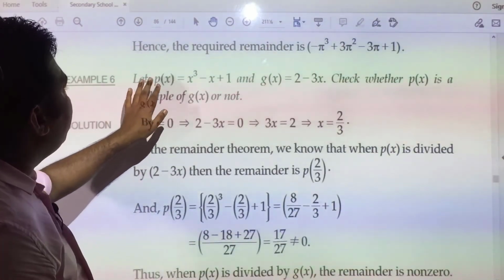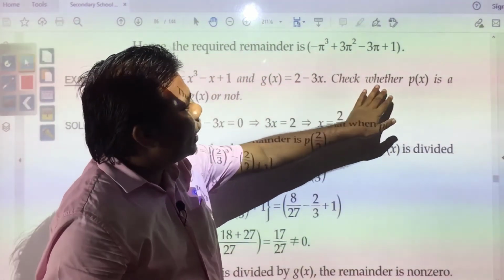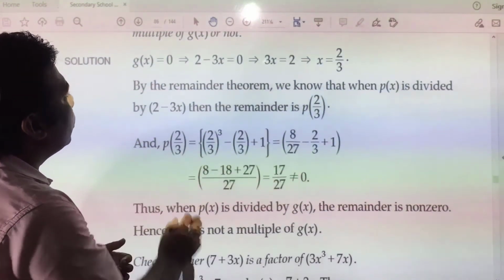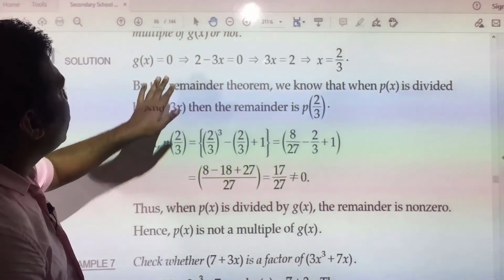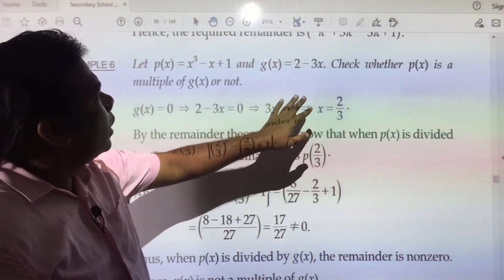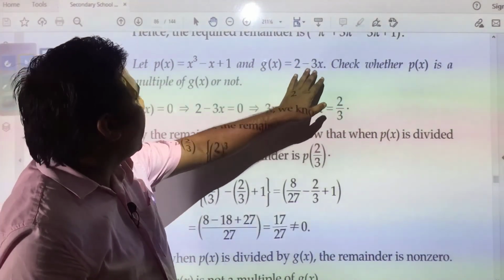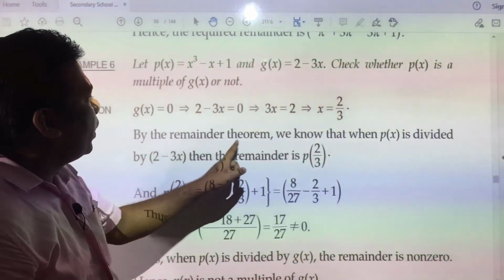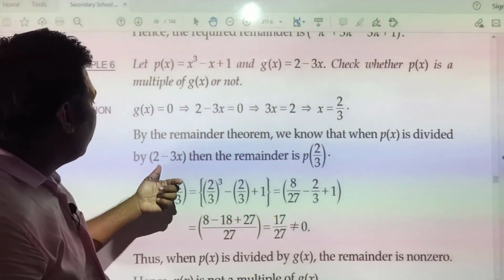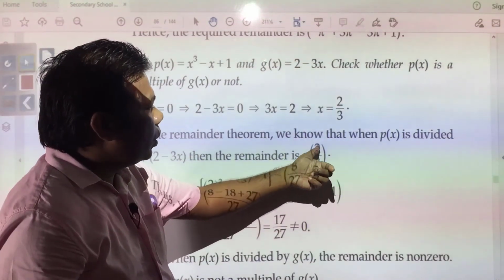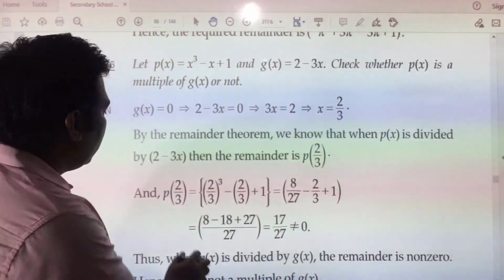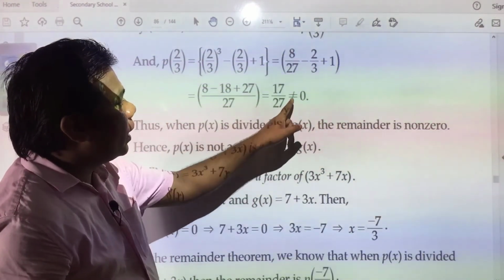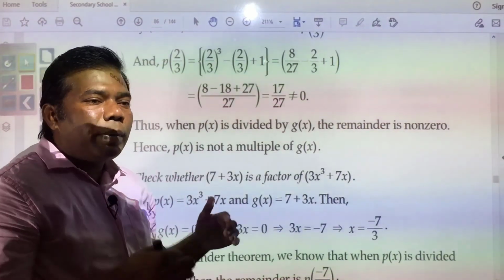Here you have: let p(x) is equal to this, g(x) is equal to this. Check whether p(x) is a multiple of g(x) or not. So, again what you need to do: g(x) is equal to 0. Here you see, g(x) is equal to 2 minus 3x. So, you need to find x is equal to 2 by 3. By the remainder theorem, we know that if p(x) is divided by 2 minus 3x, then the remainder is p(2/3). If you are putting the value, what will you get? 17 by 27, and that is not equal to 0. So, the remainder you need to find out.